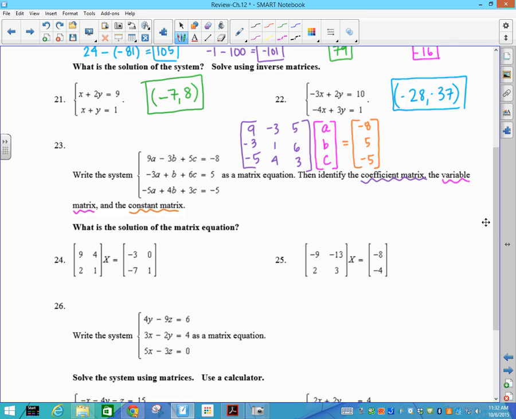So, all right, what's the solution to the matrix equation? Same thing we've just been doing, so I am going to, again, copy it to another page so we have more room to do it. And you'll see it's the same thing that I've been doing.